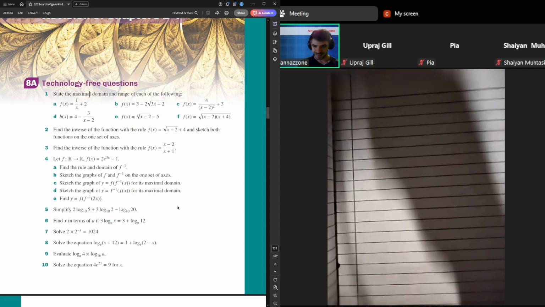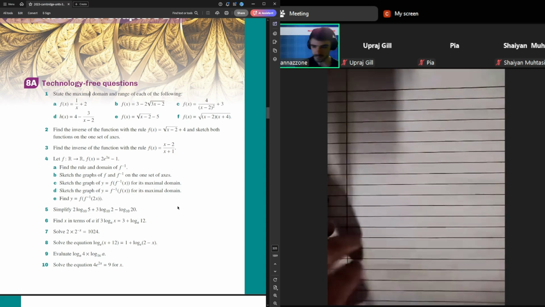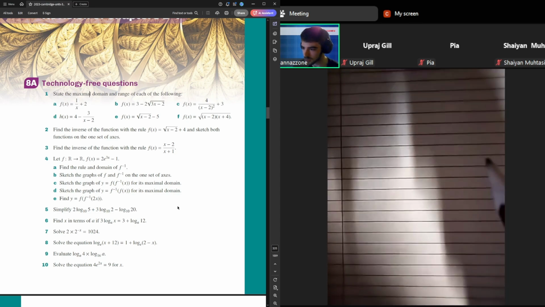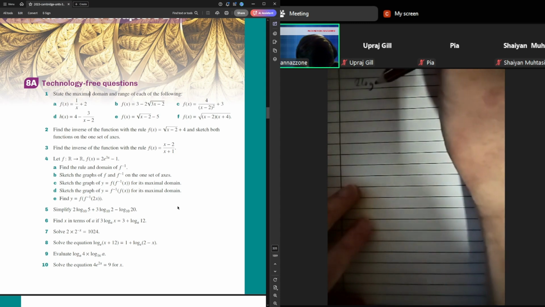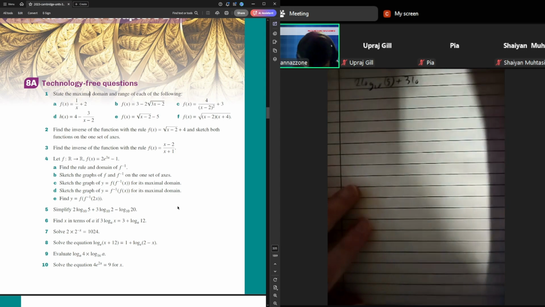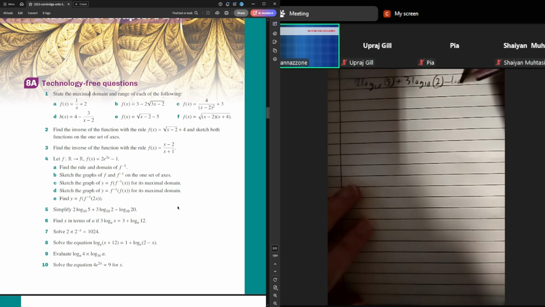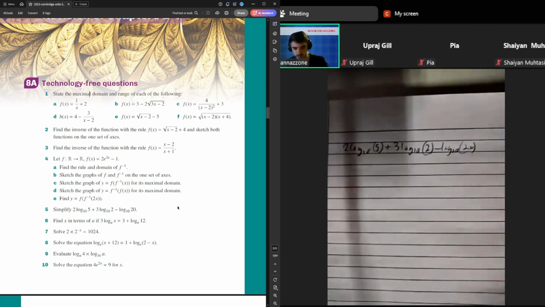All good. Okay, so next up, just some basic log law stuff. Well, I say basic. It might have been a while since you've seen it. You have 2 log base 10 of 5 plus 3 log base 10 of 2 minus log base 10 of 20. All right, so this is stock standard log laws. Does anyone recognize what you do to simplify logarithms that look like this?